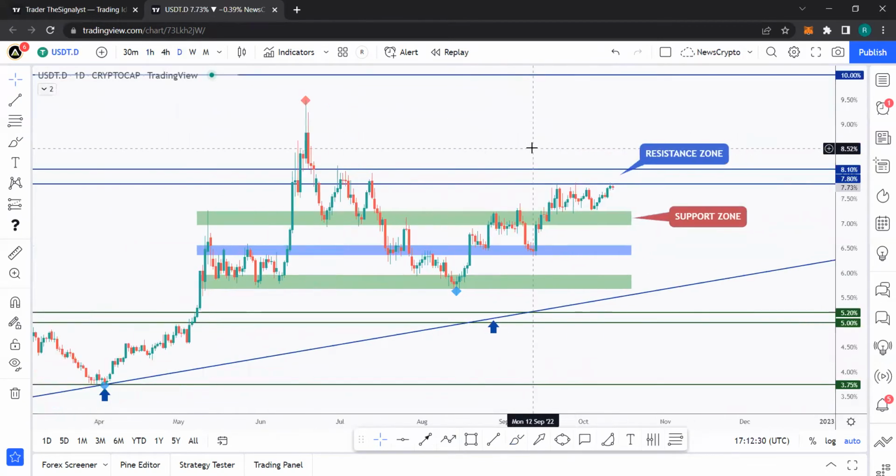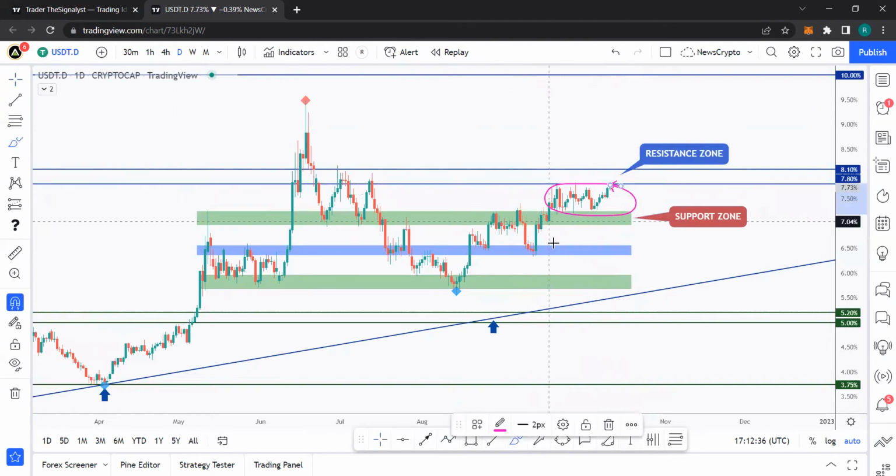If you go to the USD dominance, we can see that we are currently stuck inside this little range, and we have been stuck inside it for a while. The more this range goes, the higher the chance that we will get a breakout either upward or downward. Of course, we are hoping, because we want the crypto market to go up, that USD dominance would break this range downward.